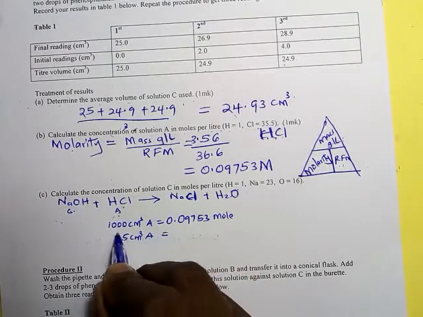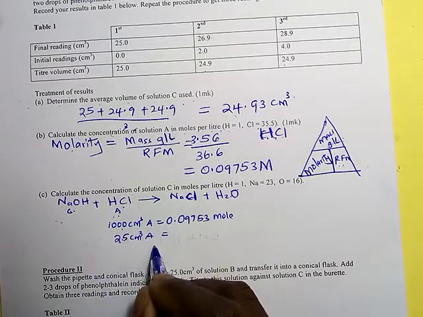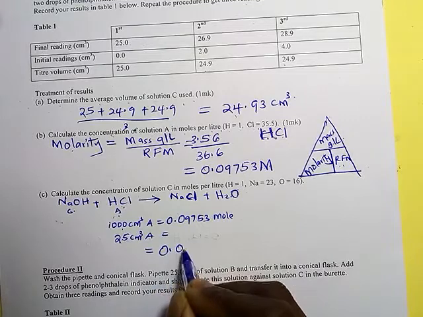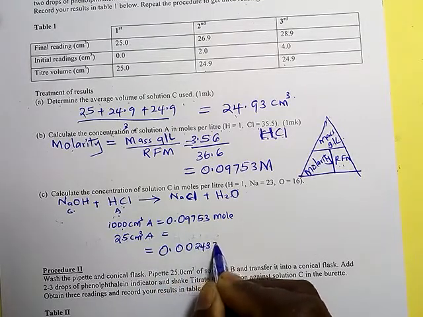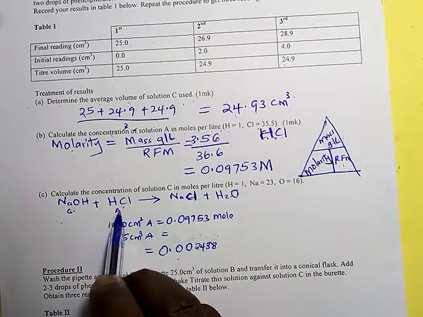Now we will get that. So it is 25 times this and then divided by 1,000. That one will give you 0.022438. Right? Now we have the number of moles of solution A.